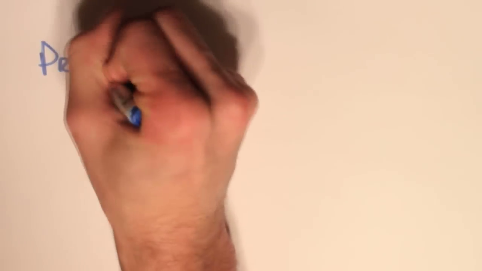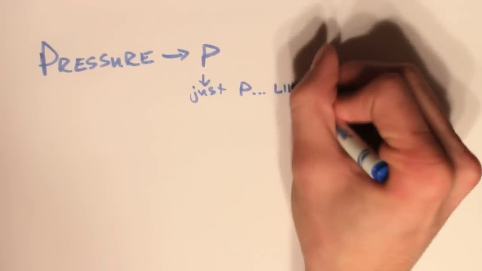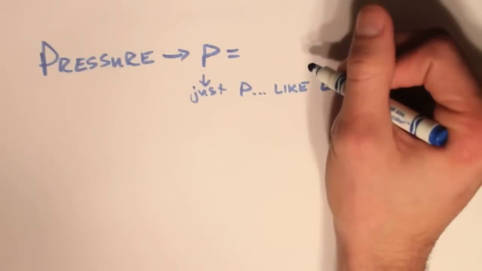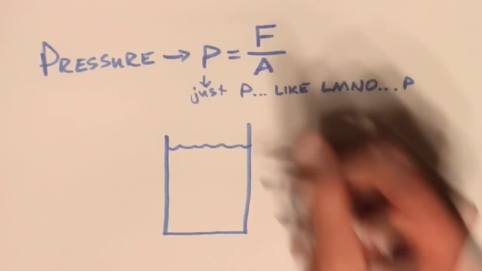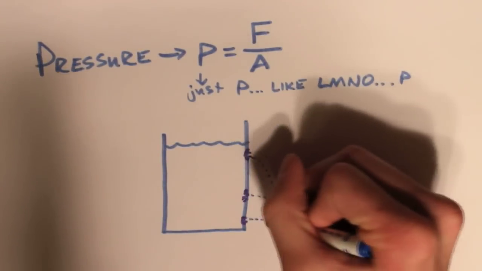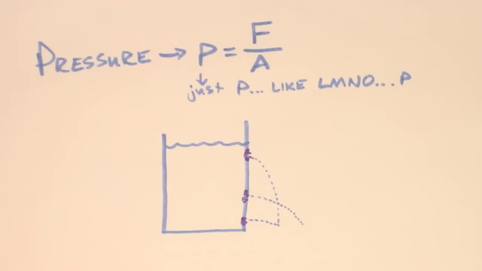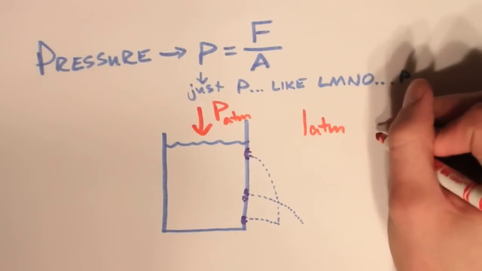An important topic when talking about liquids is pressure, given by P. That's just a P, like LMNO-P. It's given by force divided by area, because all liquids inside their container exert a force perpendicular to their container, which is why the fluid shoots out of the sides when you punch a hole in it. Part of that pressure comes from the atmosphere above the container.